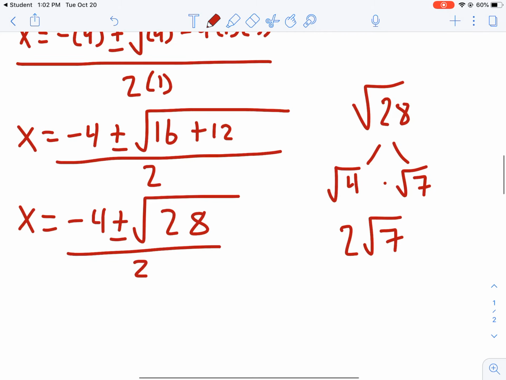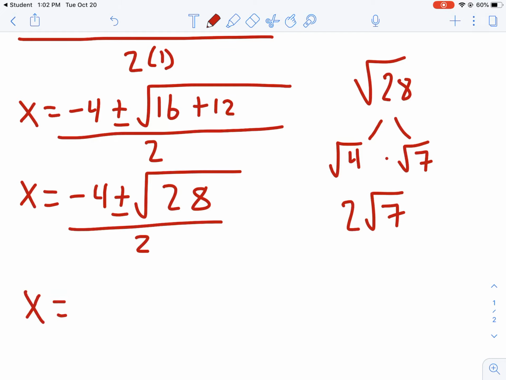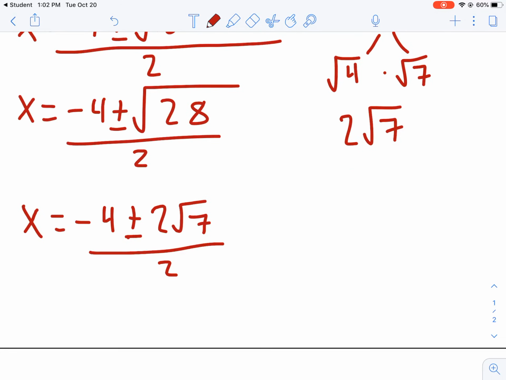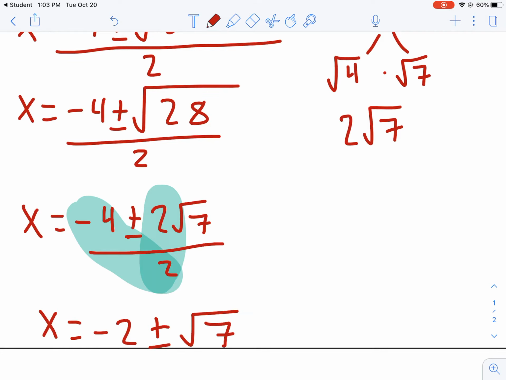I'm going to show you in a second why it's important to simplify that. So we have -4 plus or minus 2 radical 7 over 2. It's important because now we have some division we can do. This number is being divided by 2, and this number is being divided by 2, so we can go ahead and do that division. -4 divided by 2 is -2, and 2 divided by 2 is 1, so these cancel out. And we just get -2 plus or minus radical 7.